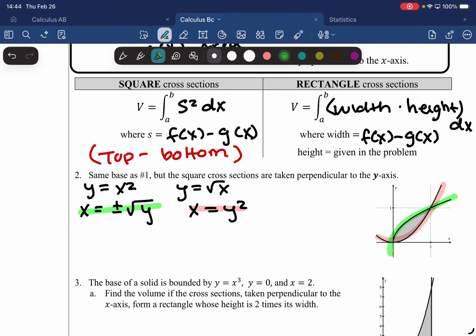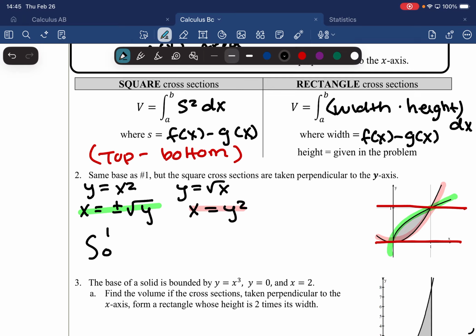Okay. We are now looking at perpendicular to the y-axis, so we're going to find our bounds by looking at the y-axis. So our first intersection is y equals 0, and what's our next intersection? Y equals 1. So that means we're doing the integral from 0 to 1. It's a coincidence that it's the same as perpendicular to the x-axis, just because we are in that first quadrant. So I would do the integral from 0 to 1.